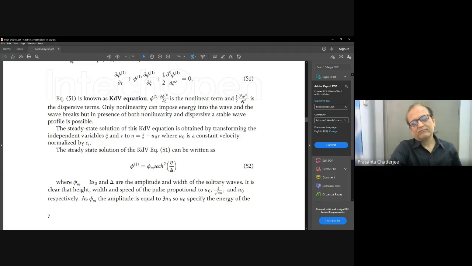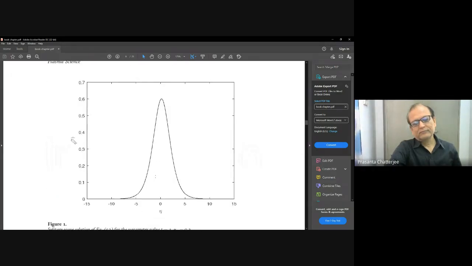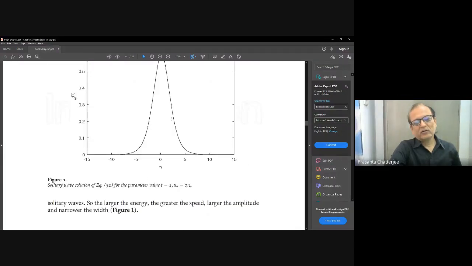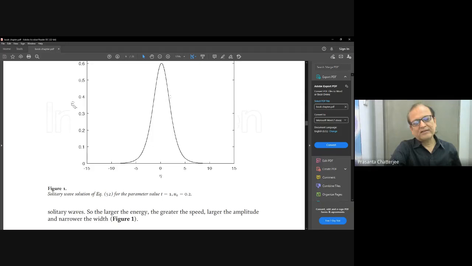This delta is the width of the solitary wave, and u0 is the velocity of the solitary wave. It is clearly seen that if u0 is the velocity, then c u0 equals the amplitude, and 1 by root over u0 is the width. So the velocity, width and amplitude can be written in terms of a single parameter. Figure 1 shows a typical shape of a bell-shaped solitary wave.